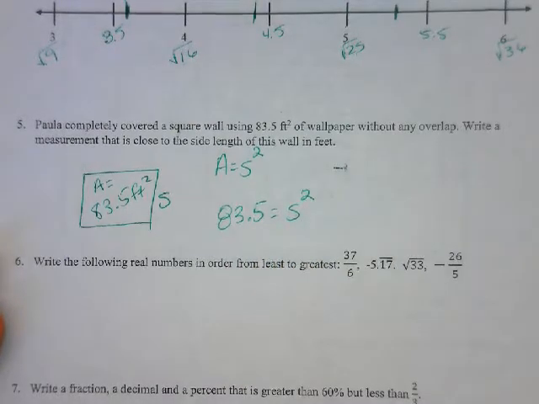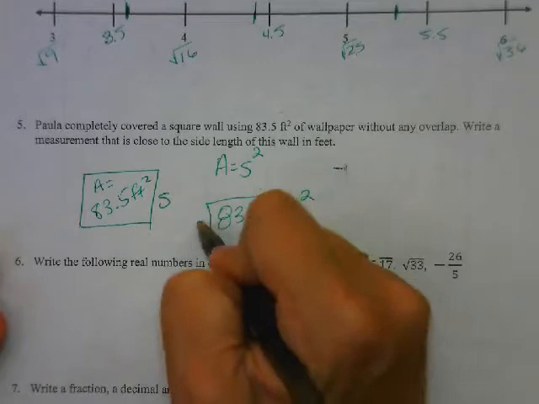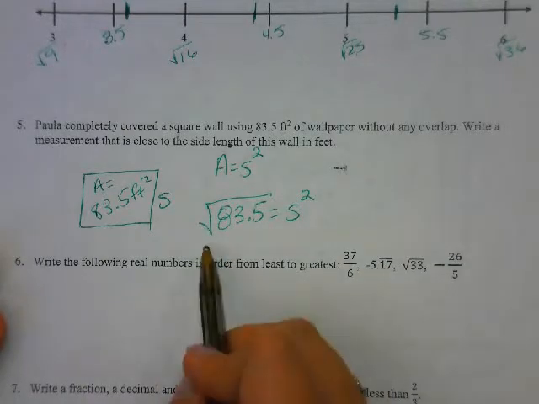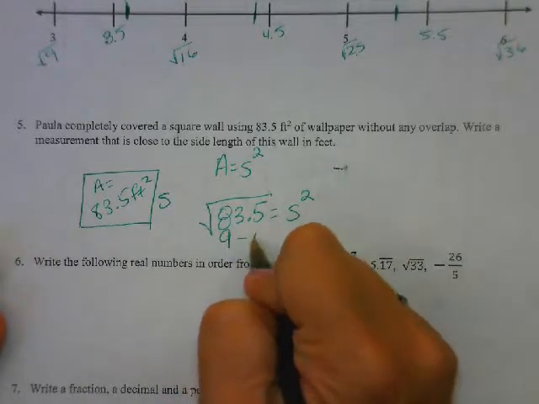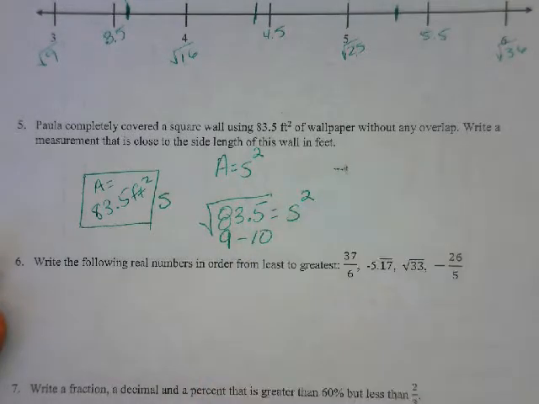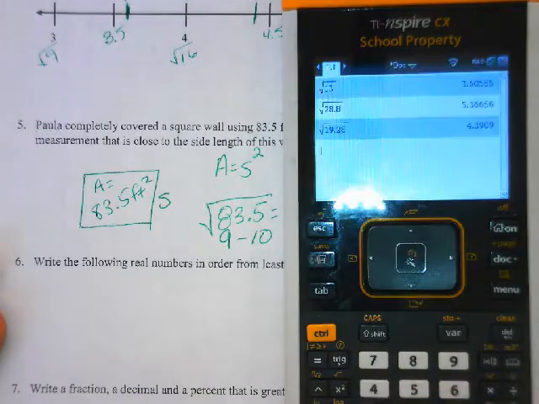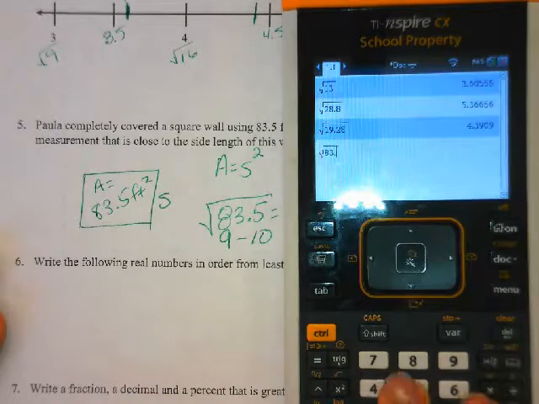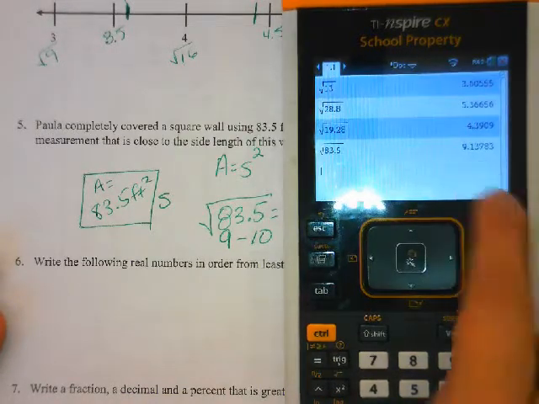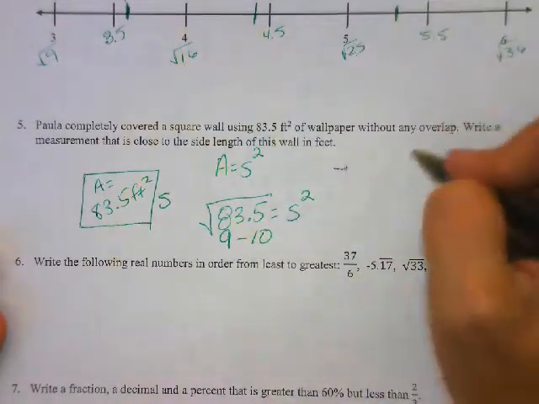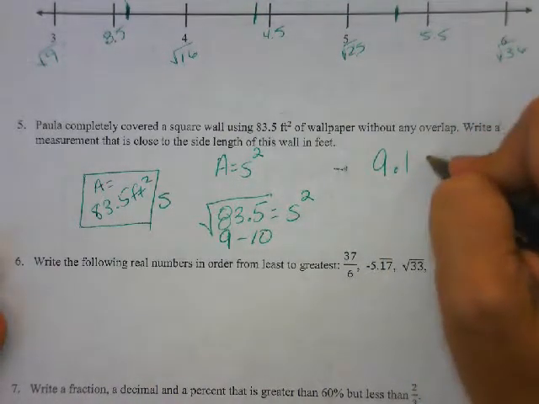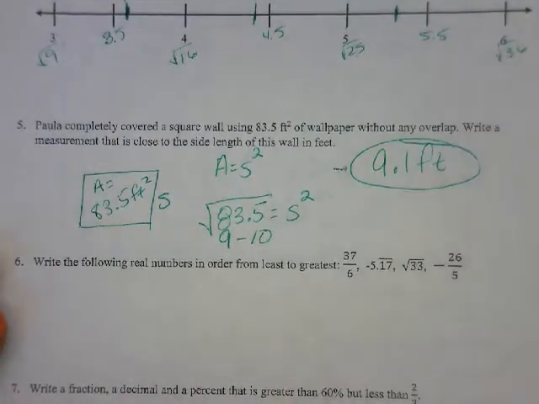So I know that the inverse of a square is to take the square root. I know that this is between 9 and 10 because 9 squared is 81 and 10 squared is 100. Again, you're going to have a calculator. Here's my document. Control square root, and I can put 83.5. We'll just call this 9.1. You can go to the nearest tenth. So 9.1 feet, make sure you have units, is the length of one side of the wallpaper.